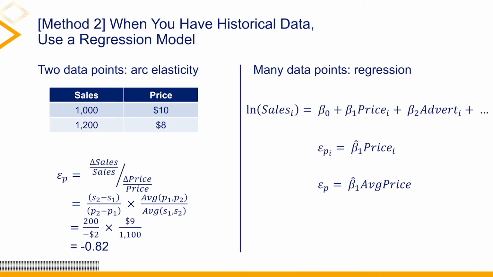Method number 2. You have historical data on your sales and on variables that describe the marketing effort to generate those sales, including price. There are 2 approaches. The first is to use 2 prices and their corresponding sales to calculate an arc elasticity. The second is when you have multiple data points with price and their corresponding sales. Regressing log of sales on variables that describe the marketing effort returns a coefficient of price that, when multiplied by the average price, is a summary measure of the price elasticity.